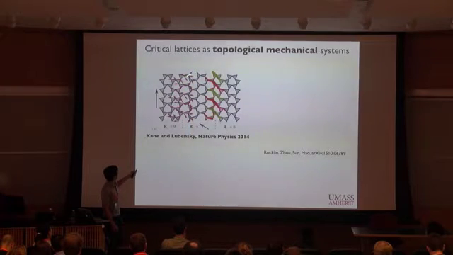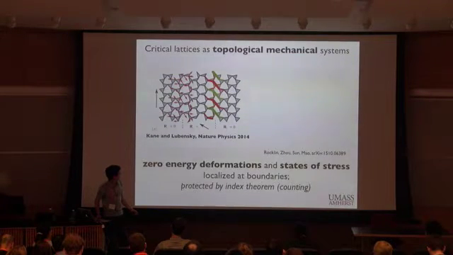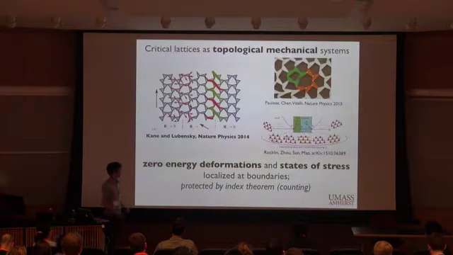And the fact that we have an excess of plus charges here means that we have a domain wall where we have an excess of floppy modes. And on this side, we have an excess of states of stress. And by using this idea, we can design structures with localized floppy modes or sort of transformable behavior where these properties are protected to a very robust degree by the topology.